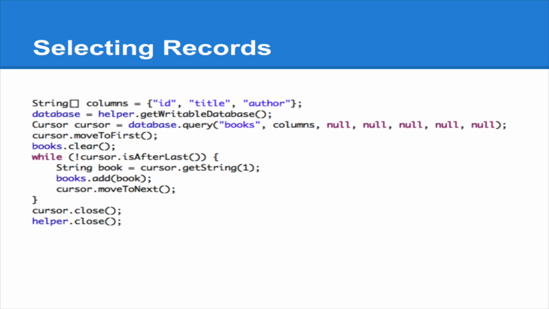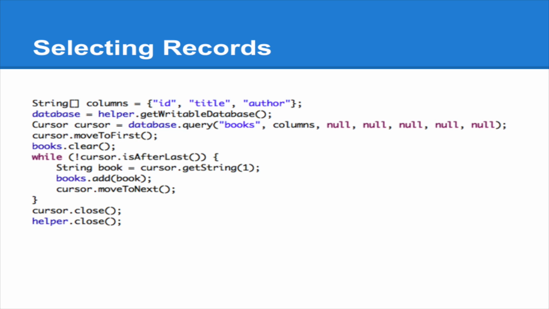Cursor move to first. That moves to the first record in the result. Clear the books out, which is our list. And then we say, well, the cursor is not after last. Does that make any sense? Because when the cursor moves down, after it's read the last record, it moves to the position after the last record. So if it's after last, it means you've run out of records. It's moved to a non-existent record.